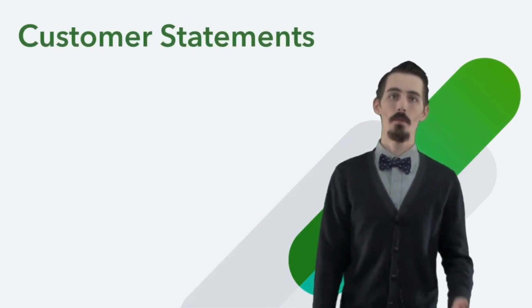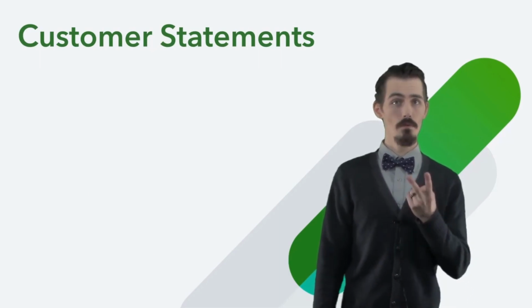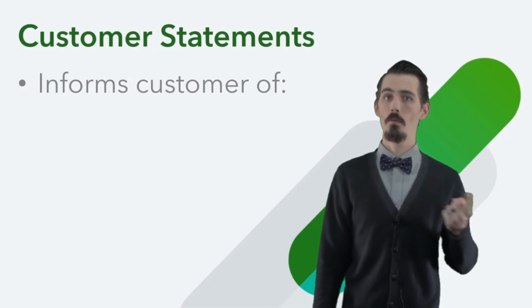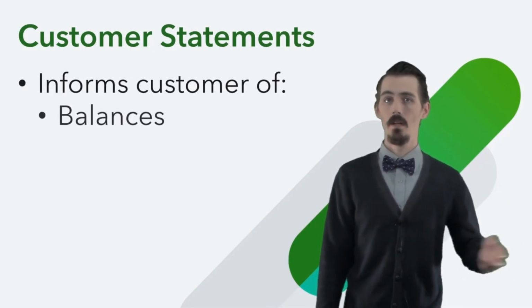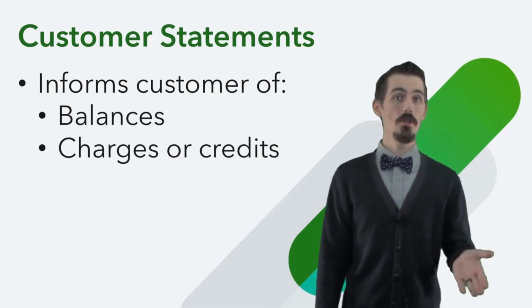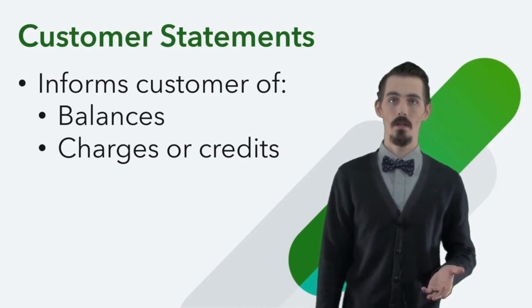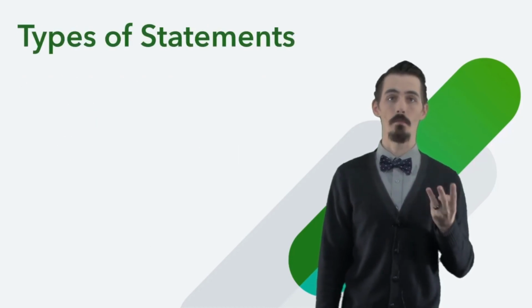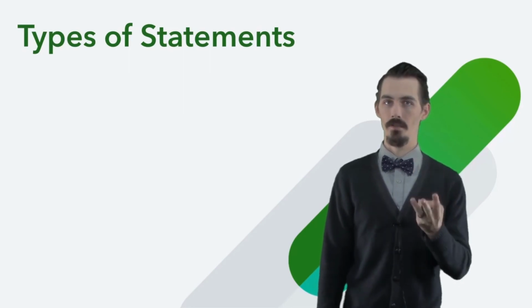Next, you prepare customer statements. You would send a statement to a customer for two different reasons. First, to remind your customer of their balance on the invoices you've already sent. Or secondly, to list additional charges or additional credits to a customer's account. There are three types of statements in QuickBooks Online: the balance forward, open item, and transaction statement.